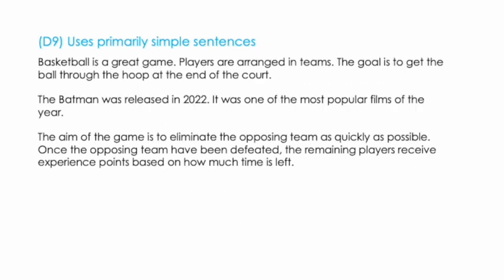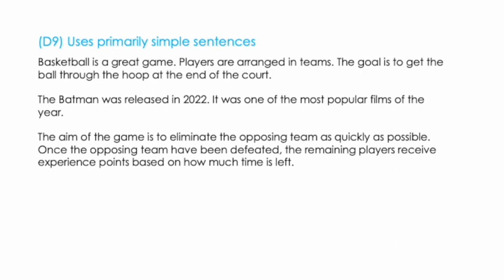In the first example, we can see a series of short, simple sentences. Basketball is a great game. Players are arranged in teams. The goal is to get the ball through the hoop at the end of the court. When we present short, simple sentences, we don't show a lot of connection between the information. So creating more complex sentences not only allows us to show greater connection, but also allows us to be more concise in our wording.